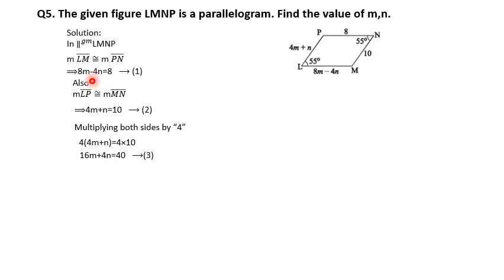Now you see, here the sign with n is minus and here the sign with n is plus. So I am going to add these equations, equation number 1 and 3. 8m minus 4n is equal to 8 and 16m plus 4n is equal to 40. Now plus 4n and minus 4n cancel. 8m plus 16m gives you 24m, and 8 plus 40 gives you 48.